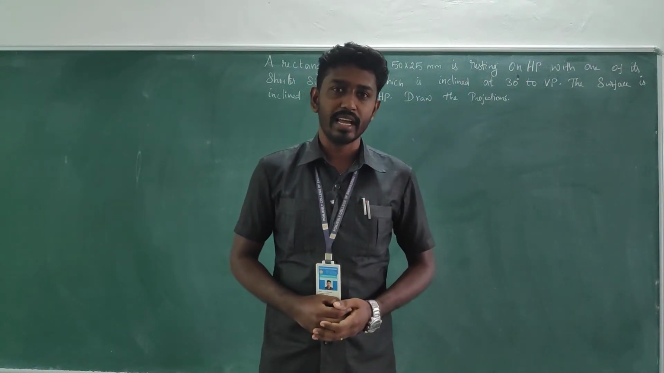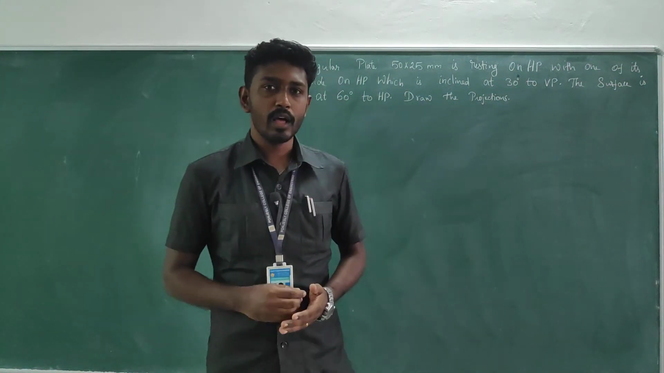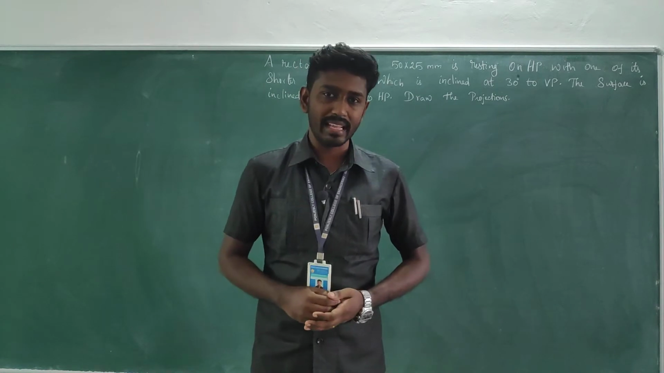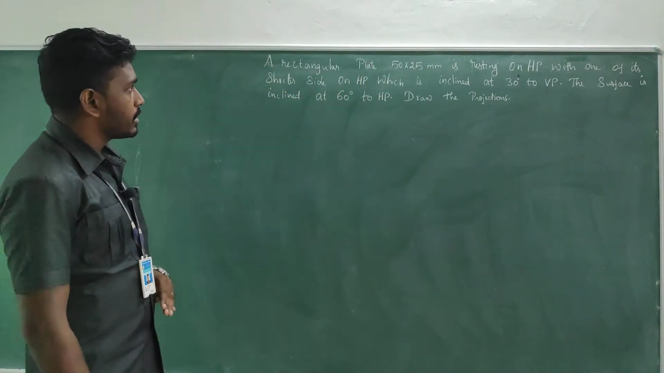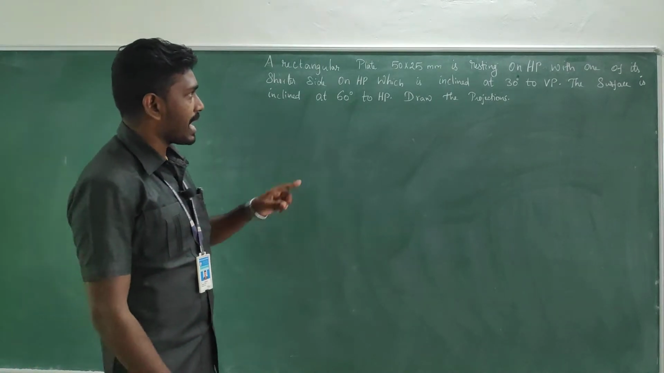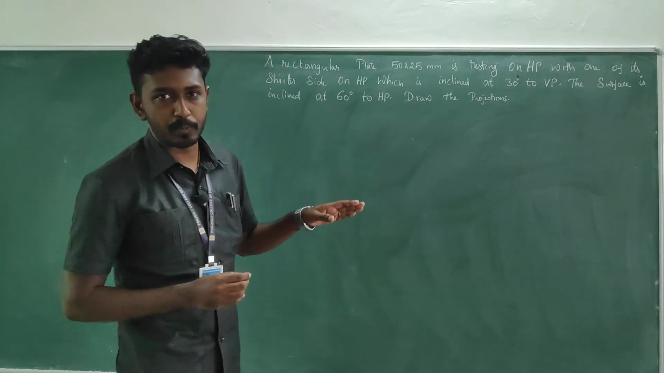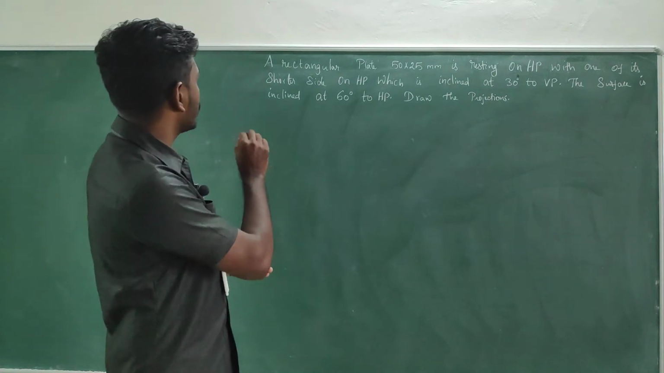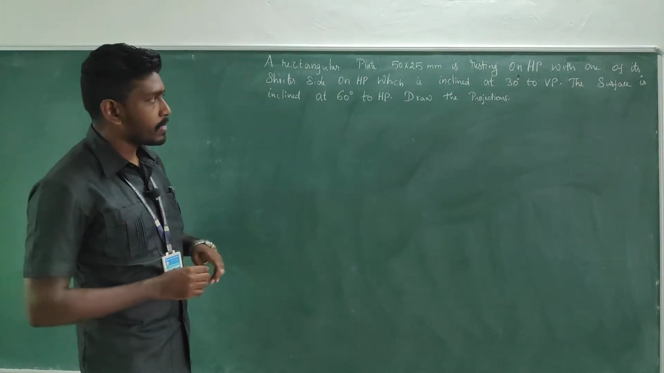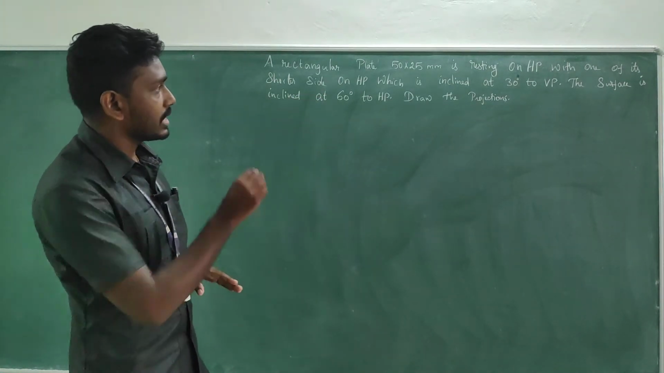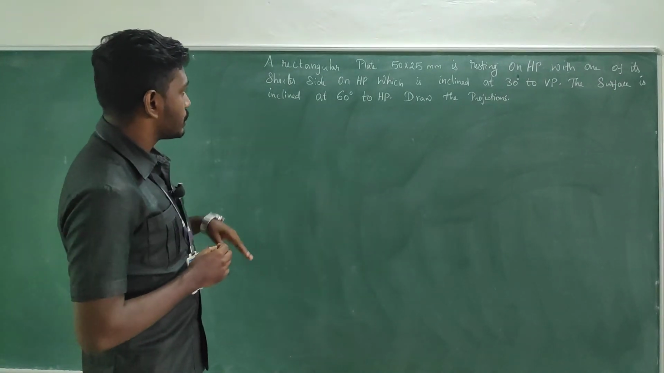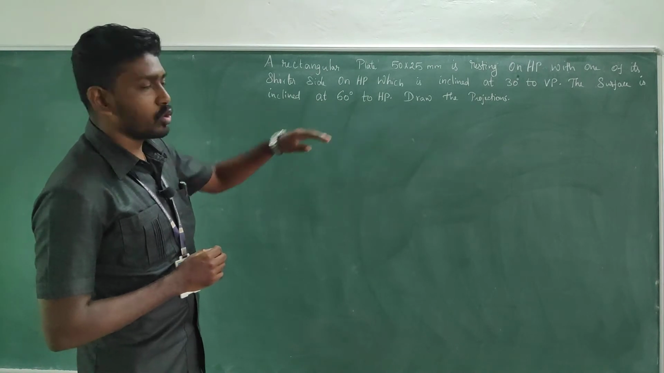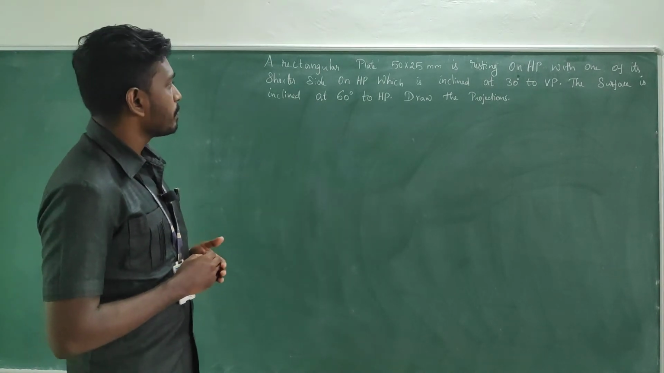Welcome students. I come up with another question from projections of plane surface. Take a question: a rectangular plate 50 cross 25 mm is resting on HP with one of its shorter sides on HP, which is inclined at 30 degree to VP. The surface is inclined at 60 degree to HP. Draw the projection.